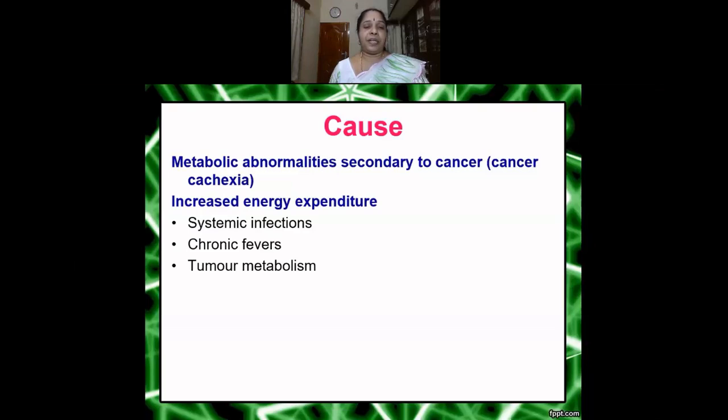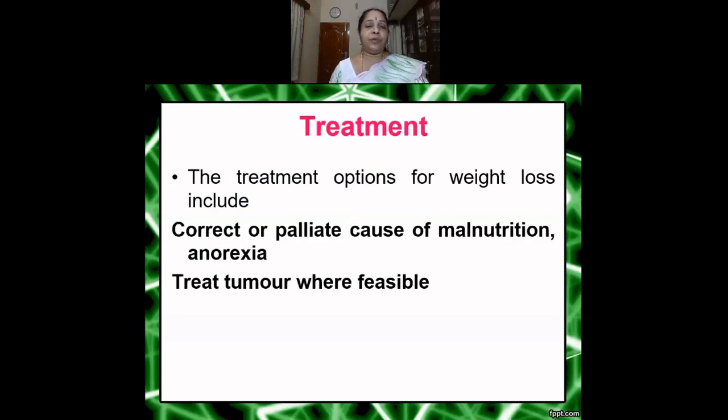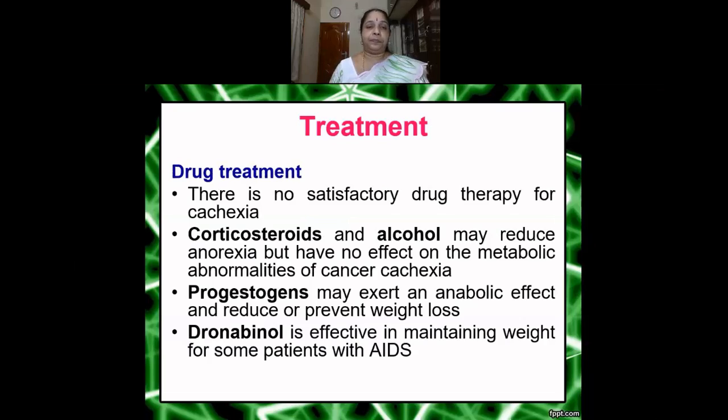Increased energy expenditure. When more energy is used by the body, as in systemic infection, chronic fevers, and tumor metabolism, they use more energy, and therefore it leads to weight loss in the individual. Treatment. The treatment options for weight loss include correcting or palliating the cause of malnutrition and anorexia. You just find out what is the reason for the weight loss and try to correct that, and treat the tumor wherever it is possible.